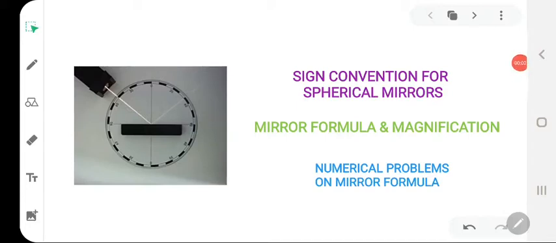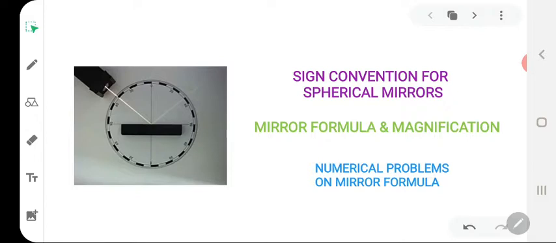Welcome back students to another video lesson from the topic reflection of light. In the last video lesson we had seen how different types of images are formed when objects are kept at different distances in front of both concave and convex mirror.